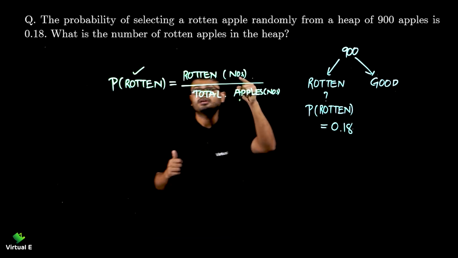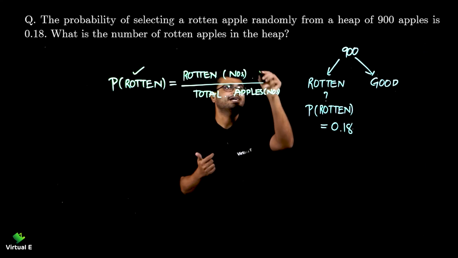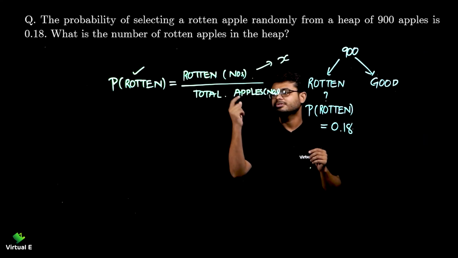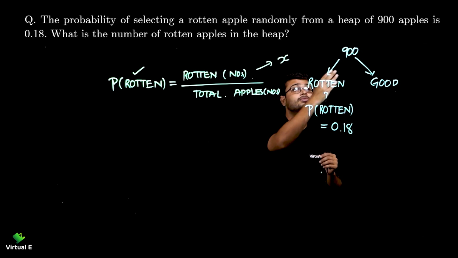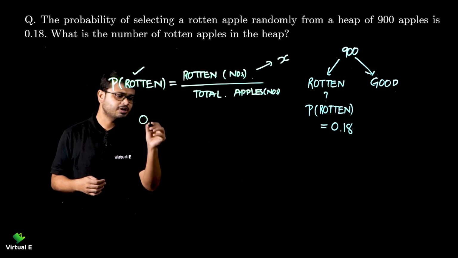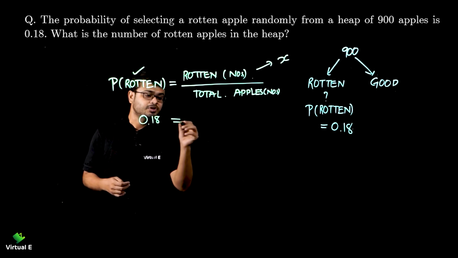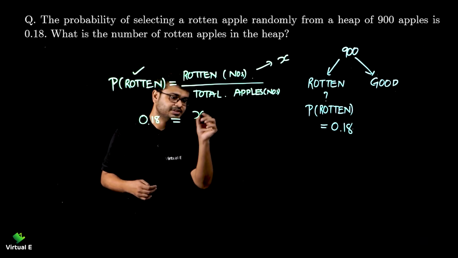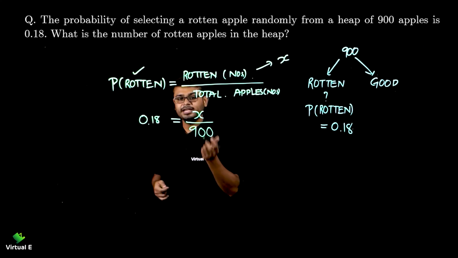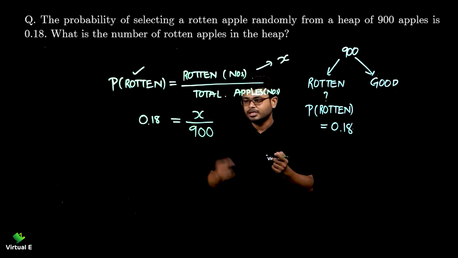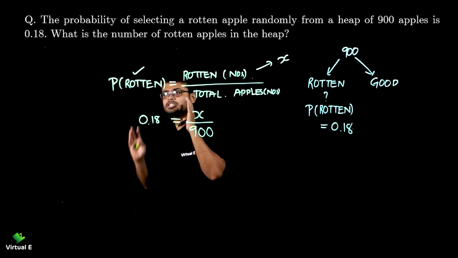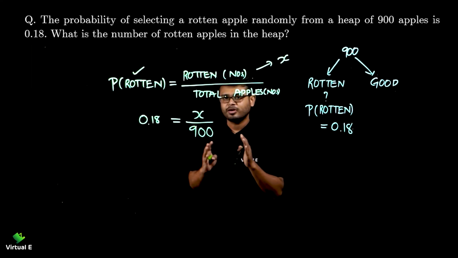Okay, done. Now we have the probability of rotten apple, that is 0.18. We don't know the number of rotten apples. Let's take it as x for a while. It's easy to write it rather than long sentences and words. And total apples, 900. So let's substitute the values. It's all about simplification. 0.18, let's say x here, and 900. Now you can see this is a linear equation in one variable. You solve it and get the value of x. Simple, right? So it's all about how you use this formula.